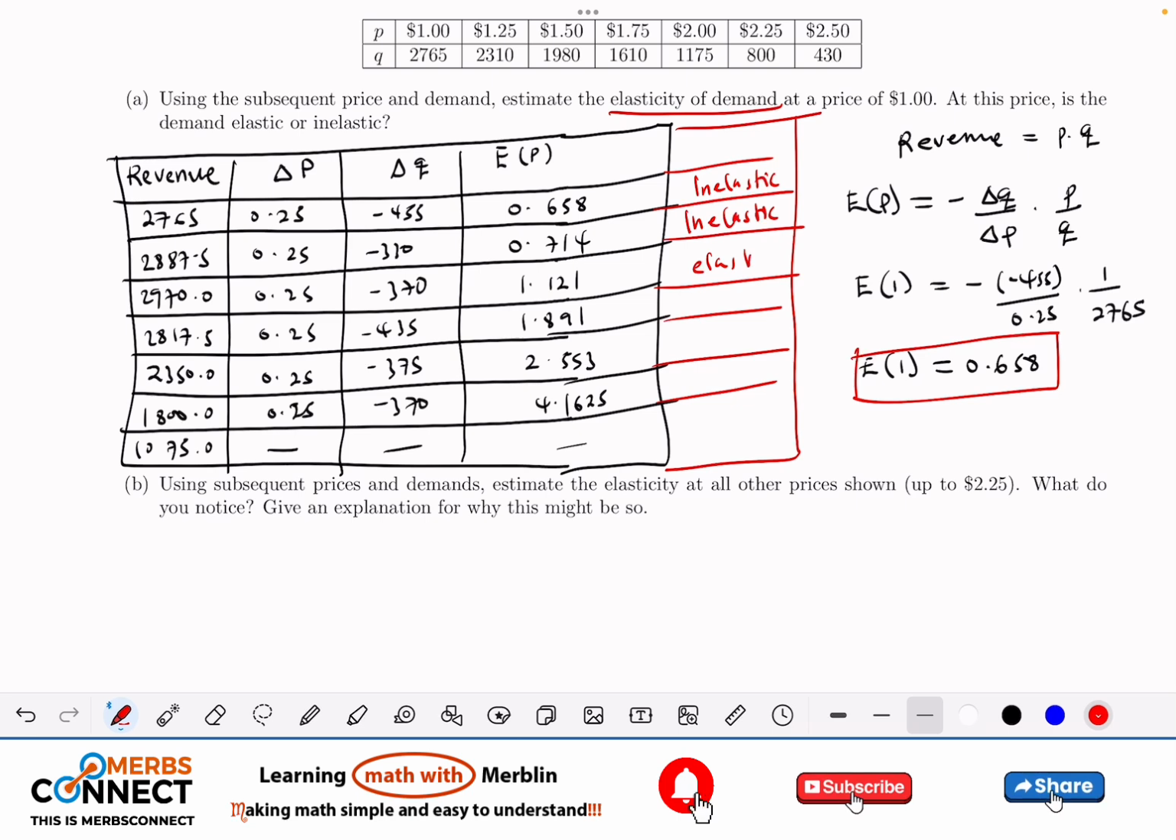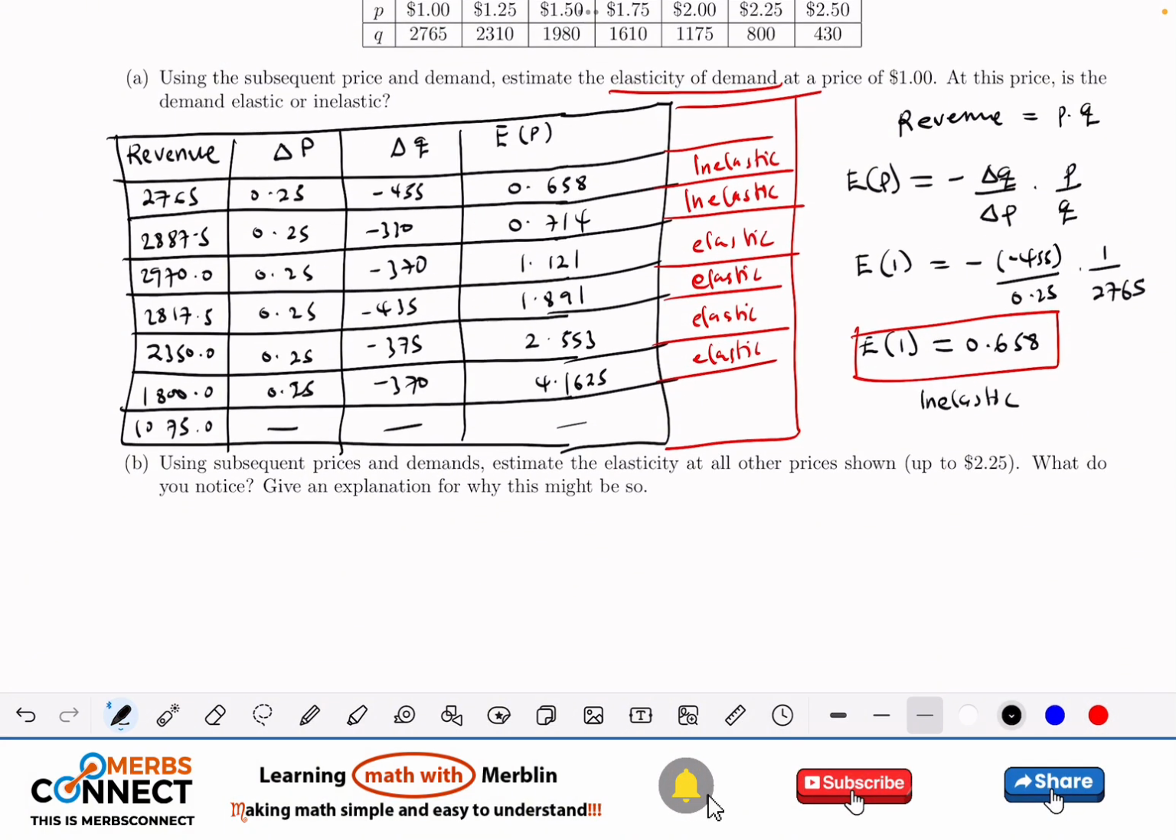So elastic, elastic, elastic, elastic, because they are all greater than 1. Right. So we can see that at A, the function is this, and it is inelastic.